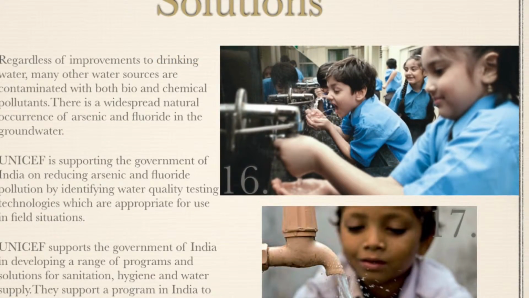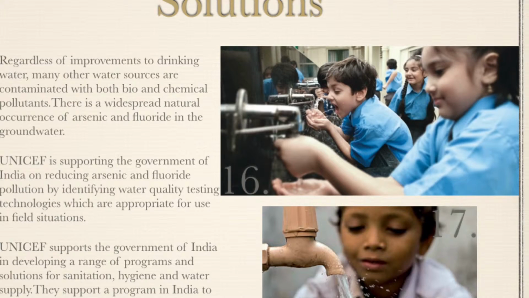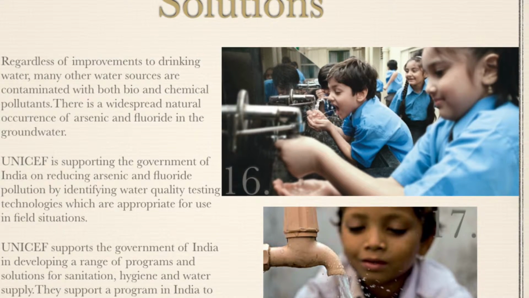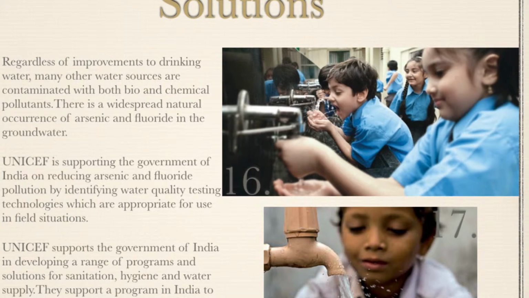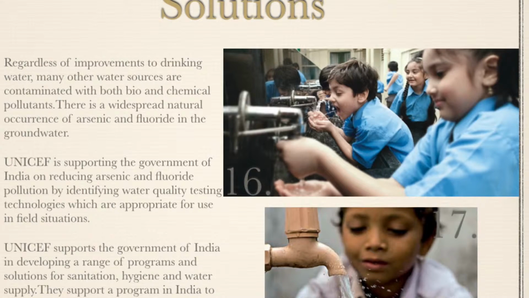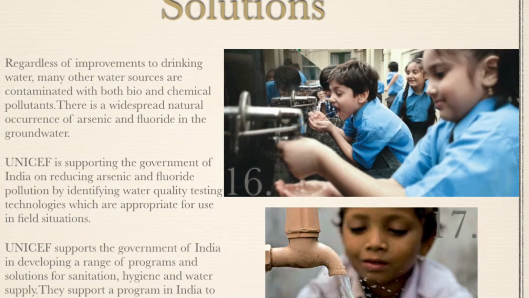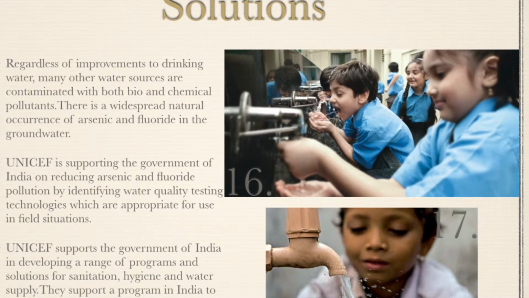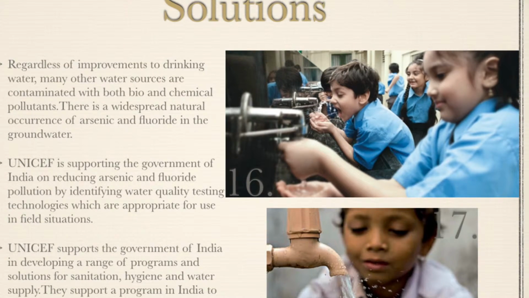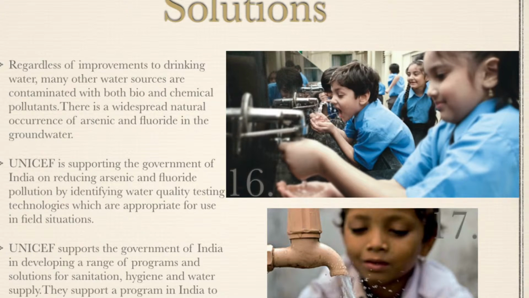Regardless of many improvements to drinking water, many other water sources are contaminated with both biological and chemical pollutants. There is a widespread natural occurrence of arsenic and fluoride in the groundwater. UNICEF is supporting the Government of India on reducing arsenic and fluoride pollution by identifying water quality testing technologies which are appropriate for use in field situations.